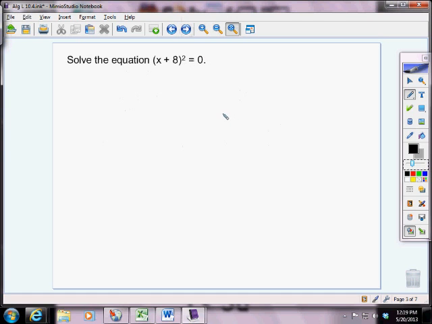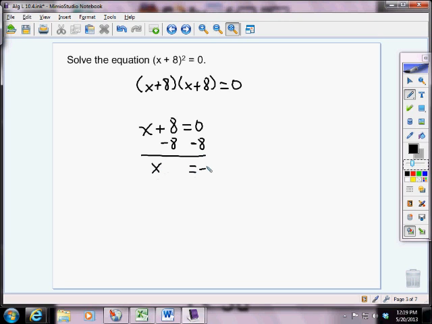Now this one says solve the equation the quantity x plus 8 squared equals 0. Remember what that actually means is x plus 8 times x plus 8. The exponent tells us to take the base and multiply by itself. These are the exact same thing. You don't need to set them both equal to 0. You can just say x plus 8 equals 0. Subtract 8 from each side, and you get x equals a negative 8. In this case, there is only one solution.